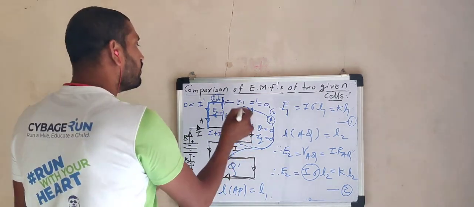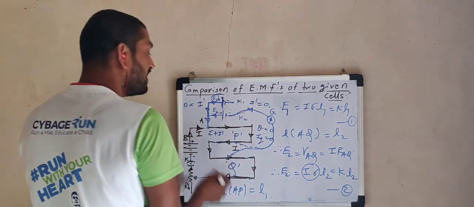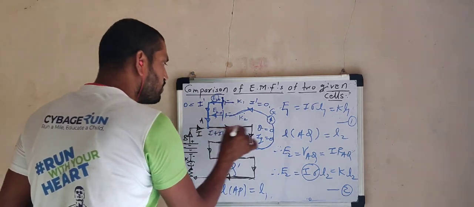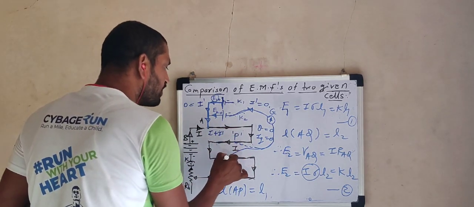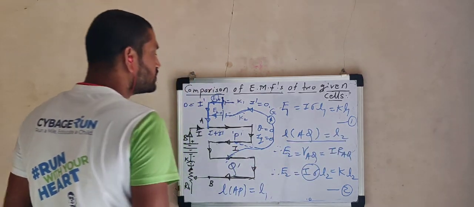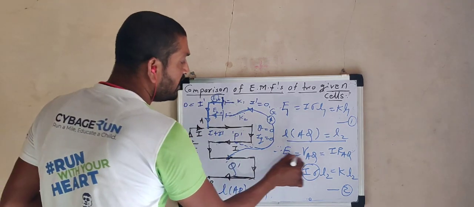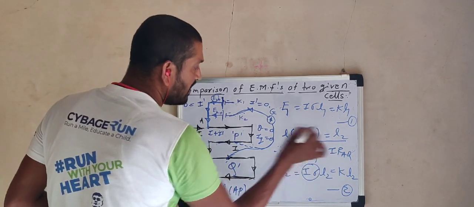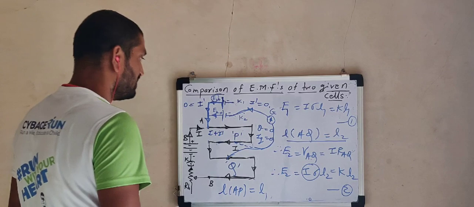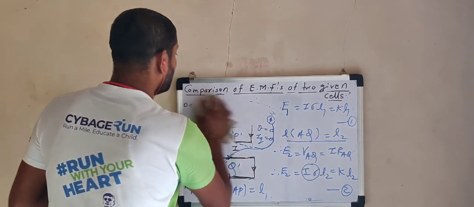Now similarly, open this key and close the second key, so that the second cell is connected. Repeat the same procedure. Keep sliding the jockey over the total length and somewhere obtain point Q, such that length AQ is equal to L2, so that we can say the EMF of the second cell is balanced between points A and Q. So E2 is equal to VAQ is equal to I RAQ. Hence we got this second equation.